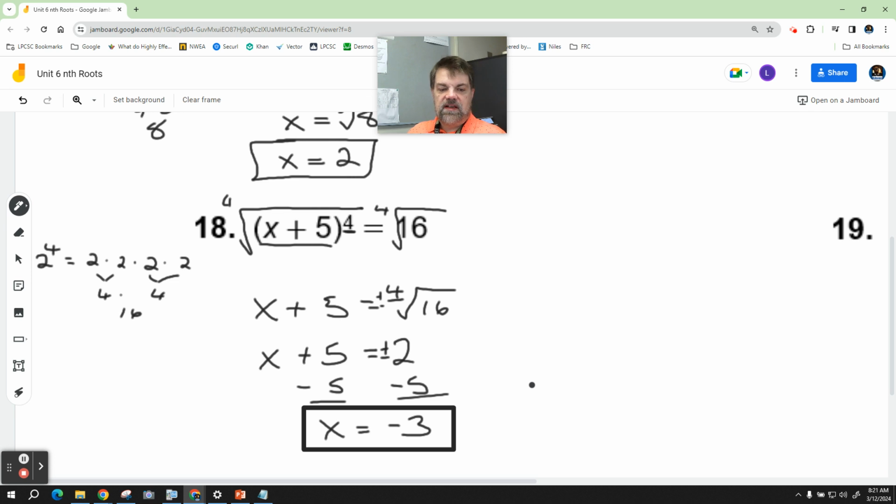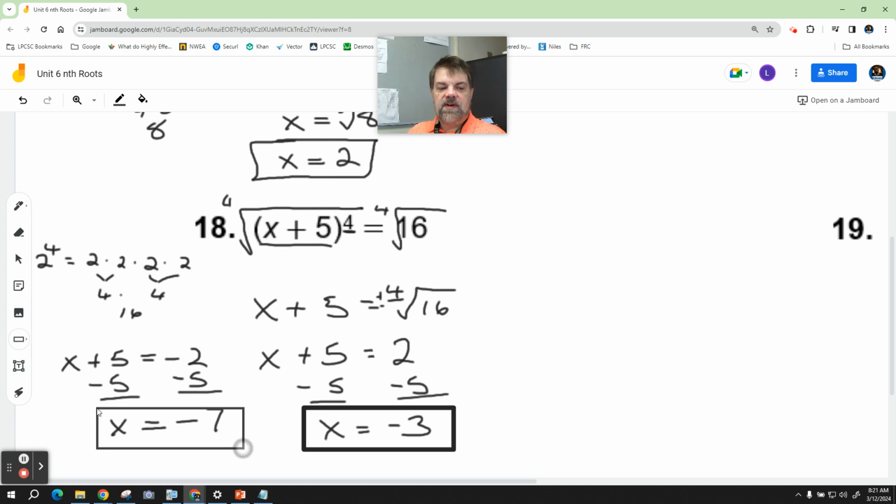So -3 is one of them if I consider only the positive solution. But remember, I have to consider the negative solution too. So I'm going to say x plus 5 equals -2. Still subtract 5. Still subtract 5. And I get x equals -7. Whew. Man, I almost forgot that.